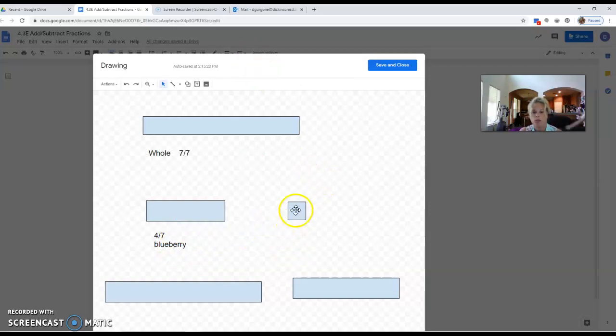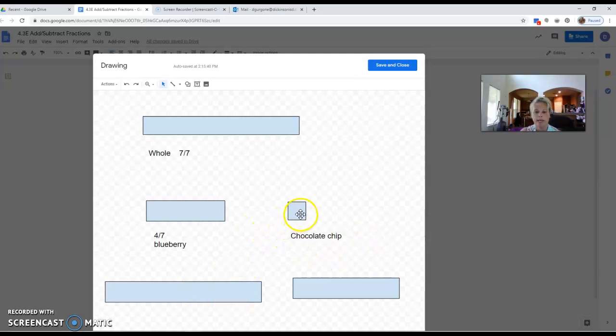And we have 1/7 of our waffles that are chocolate chip. So we have our blueberry waffles, we have our chocolate chip waffles, and then we don't know how many are not blueberry and are not chocolate chip.